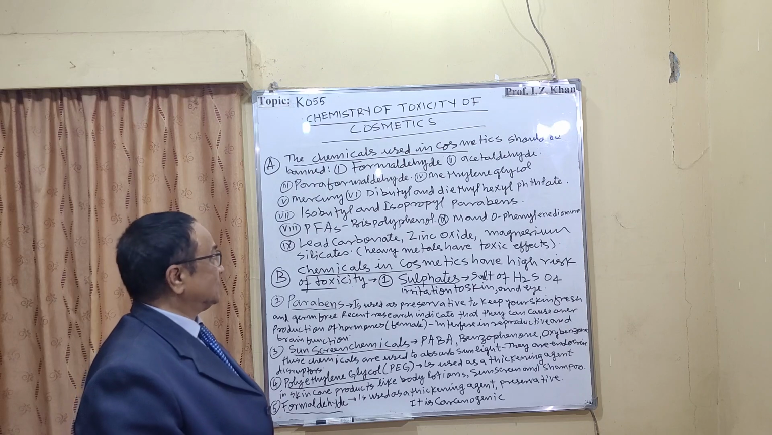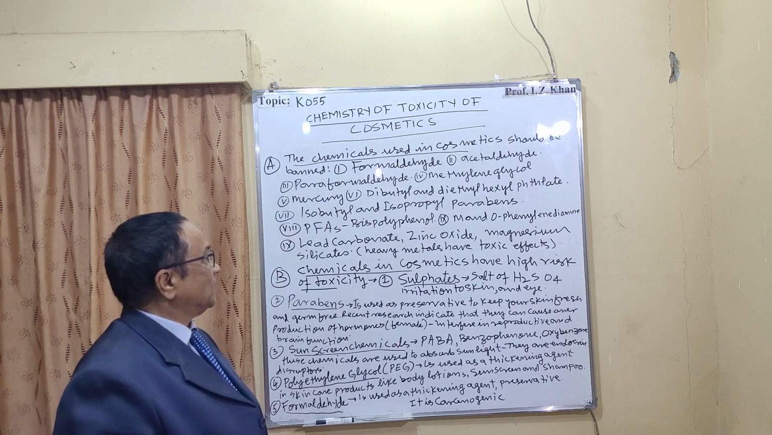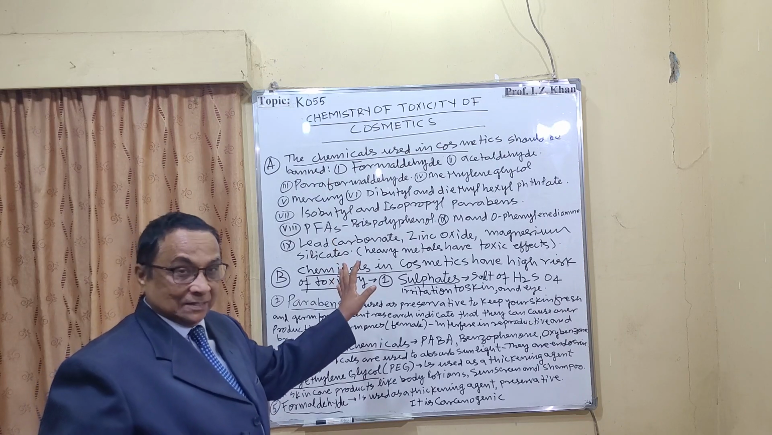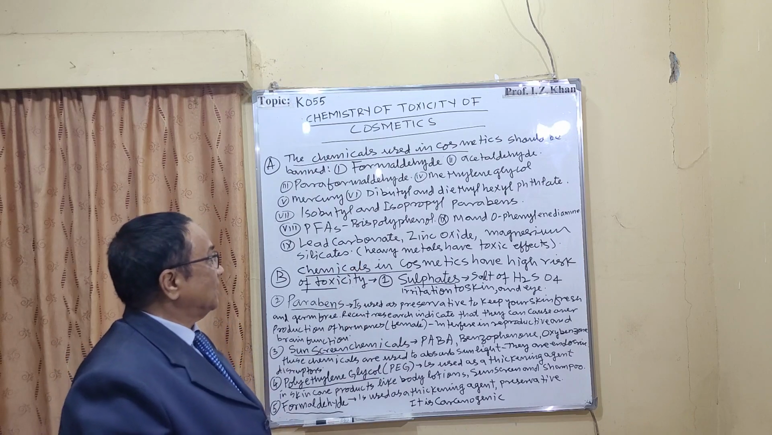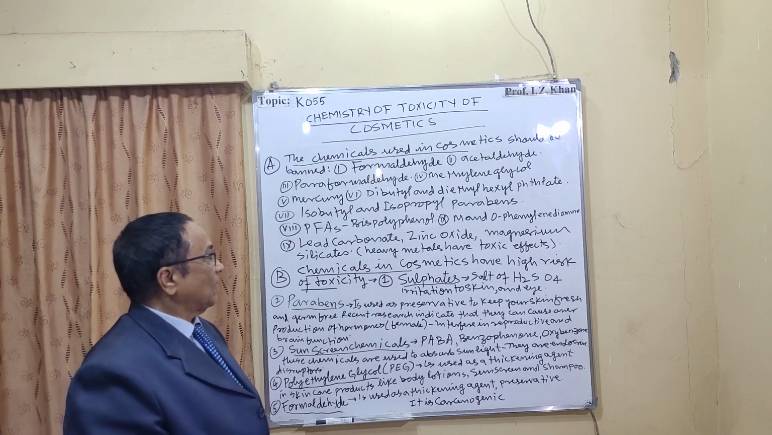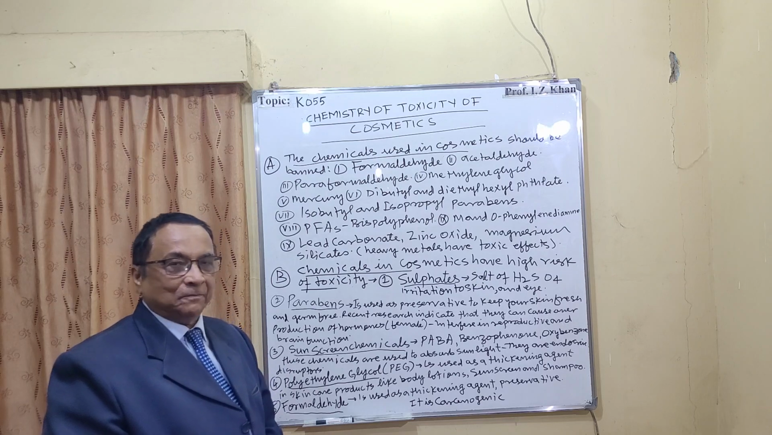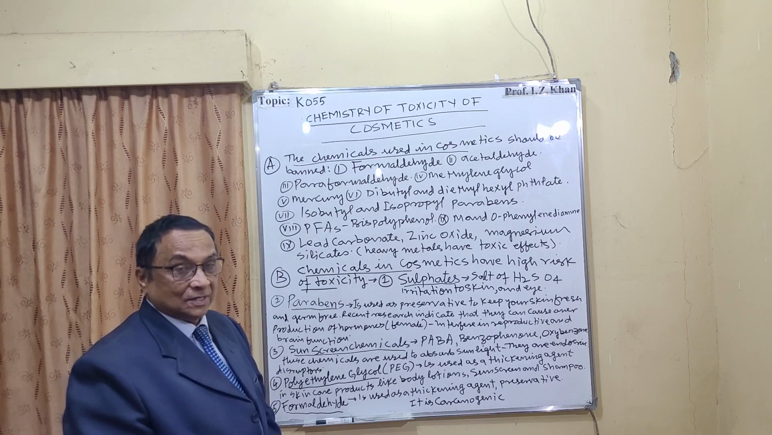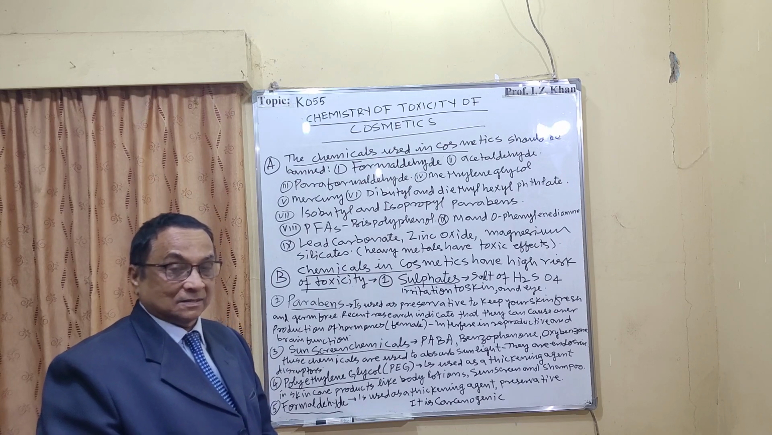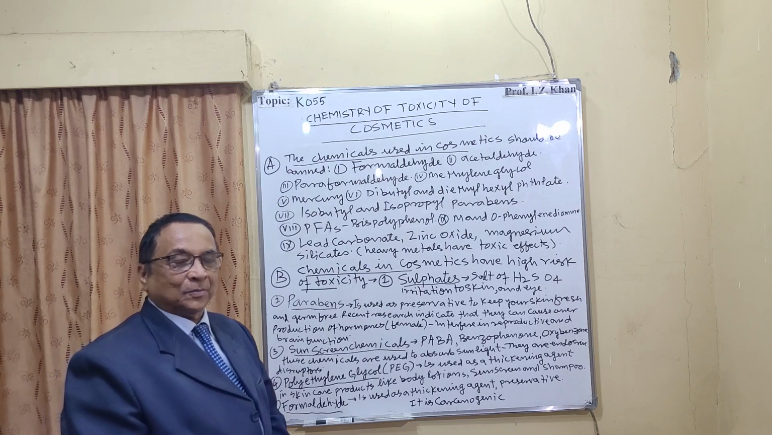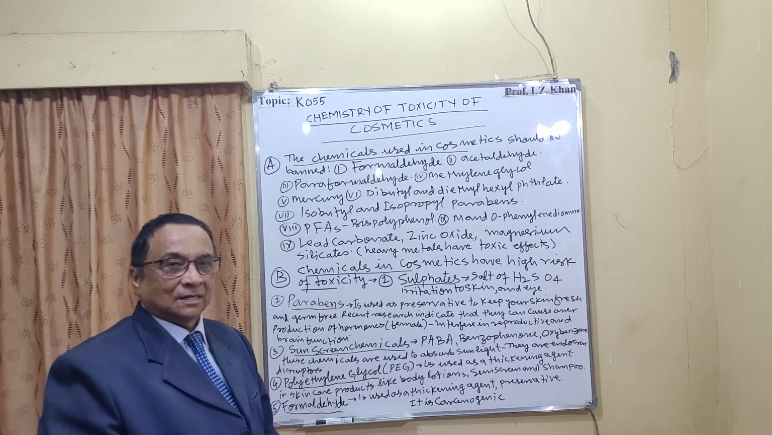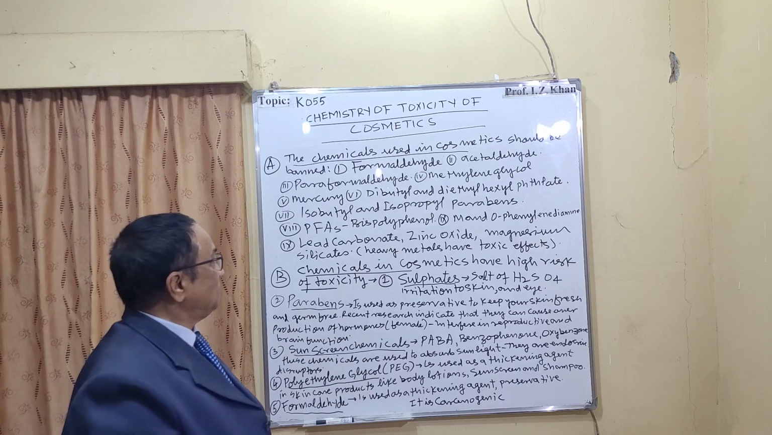Then PFAs, there are a lot of PFAs whose structures I have given in the beginning. That is bisphenol, and this polyphenol, that is PFA, is causing a lot of problems, and it can lead to liver problems, cancer, and reproductive problems.